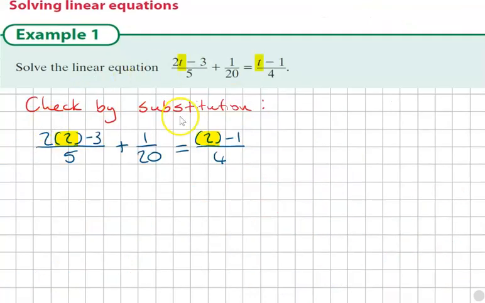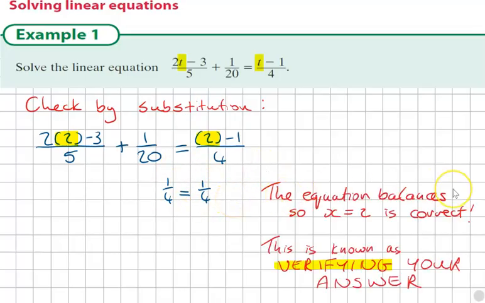So if we want to check by substitution, this is also known as verifying our answer. We replace all of the t's in the original equation with a set of brackets, and we put 2 into the brackets because that was the solution we got in the previous slide. When we put the left-hand side into the calculator, we get a quarter. When we put the right-hand side into the calculator, we get a quarter. So since we get the same number on both sides, the equation is balanced. So t is equal to 2 is correct. This is known as verifying your answer.